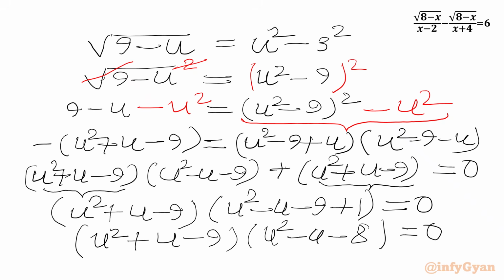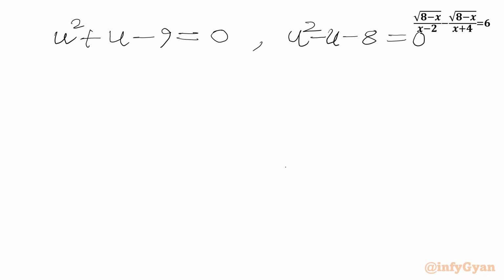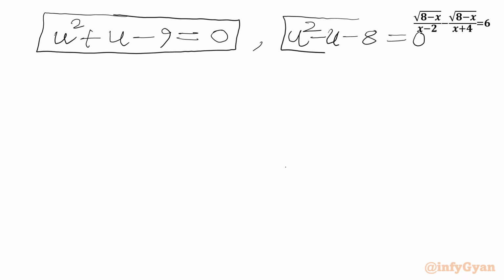Now we will be using the product zero rule. We will get either u square plus u minus 9 equal to 0 or u square minus u minus 8 equal to 0. We have two quadratic equations over here. We will be using the quadratic formula to solve them. So let's begin with the first quadratic equation.